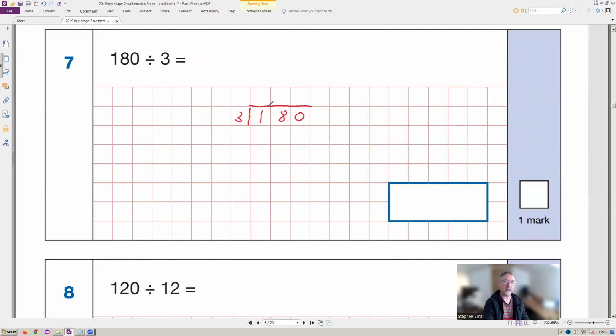3's into 1 doesn't go. So technically you'd carry the 1 over like that. And then you go 3's into 18, goes 6. And there's nothing to carry over. So that 0 just goes up there like that. 60s make 180 basically.